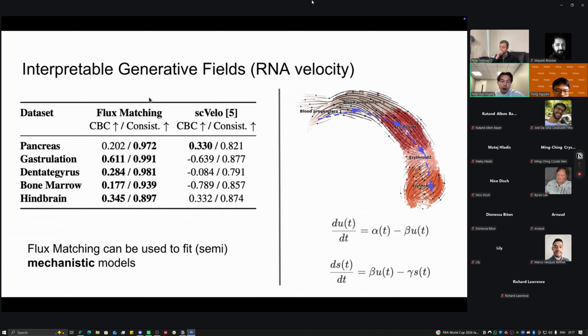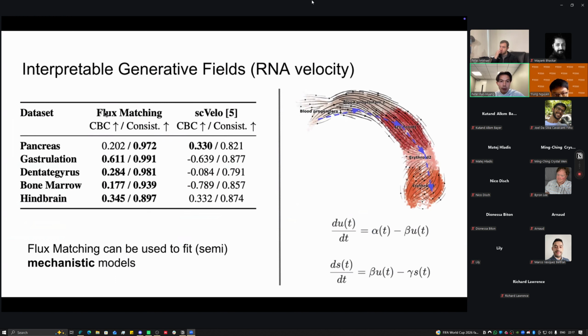So for flux matching, you can actually replace. In SCVelo, they optimize or learn these parameters alpha, beta, and gamma using some type of EM algorithm. But you can actually replace their optimization with just direct gradient descent on flux matching while keeping the exact same biological or mechanistic ODE. So we show that with the exact same biological parameterization and purely just changing what you're optimizing for, you can have much better results over 5 different real single cell data sets.